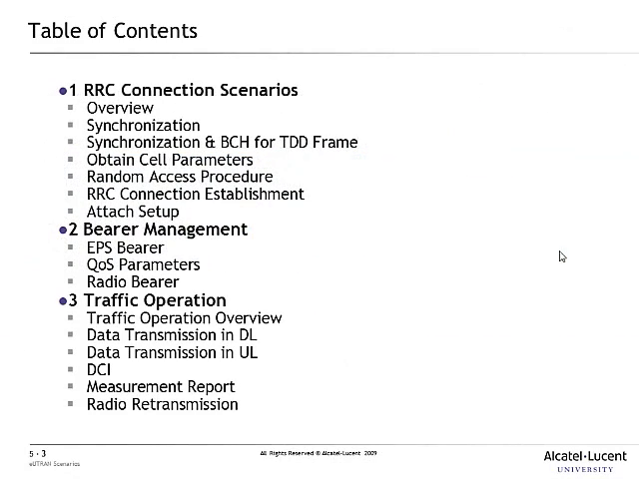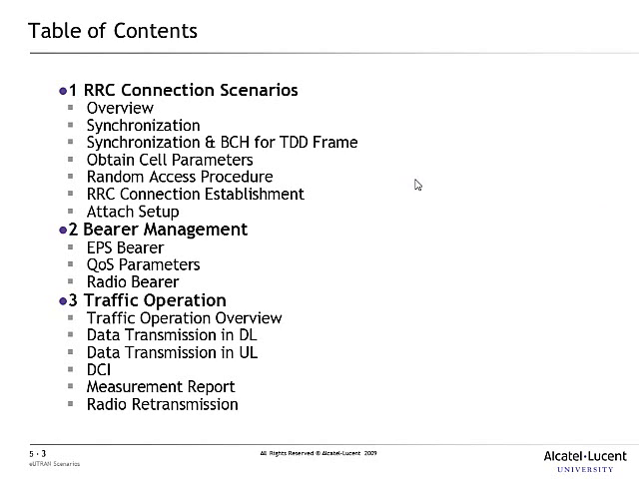We're going to look at some of the important processes. There's a process of synchronization, and there's also a process by which important cell parameters are obtained. There's a procedure called random access procedure, which is very similar to previous random access procedures we have seen in 2G and 3G technologies. And then there's something called an attach process.